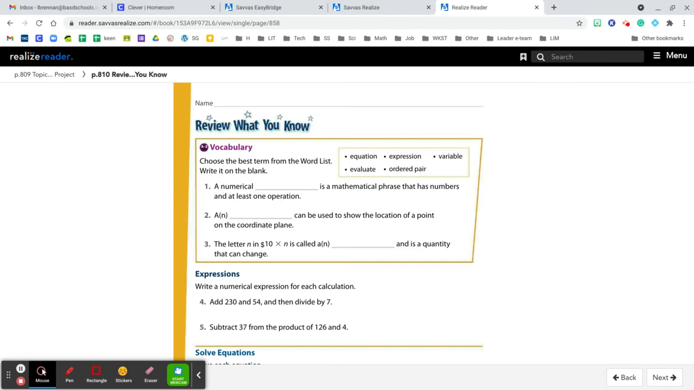All right, here we are, starting with the review. Choose the best term from the word list. Numerical blank is a mathematical phrase that has numbers in at least one operation. And that would be a numerical expression.